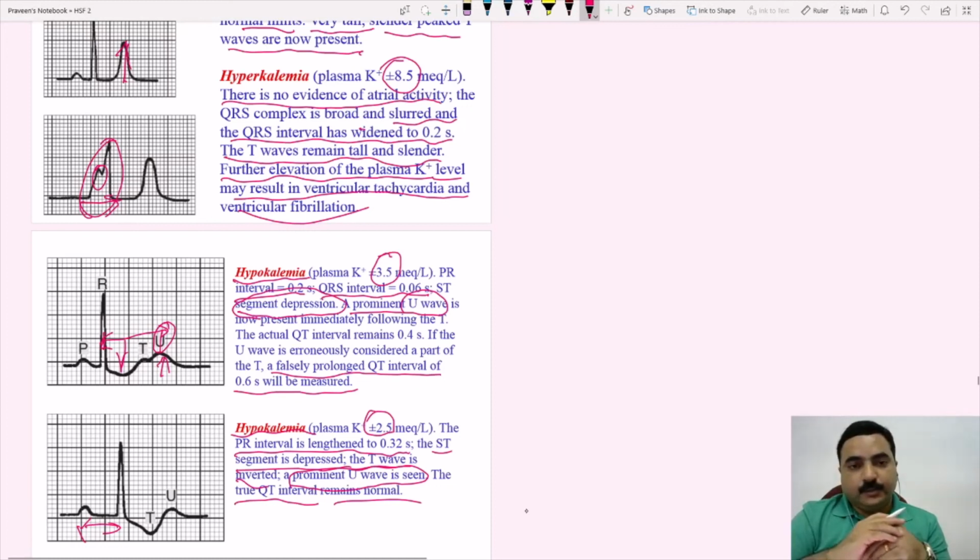So hypokalemia and hyperkalemia are additional things that we have studied along with the arrhythmias.